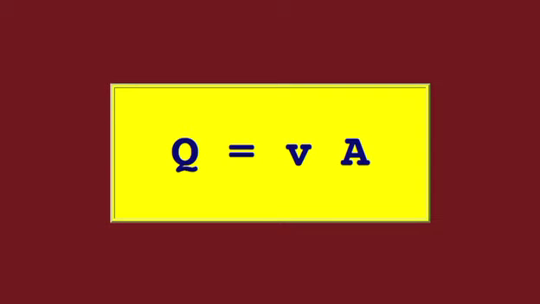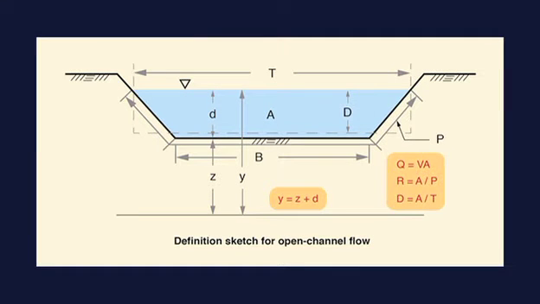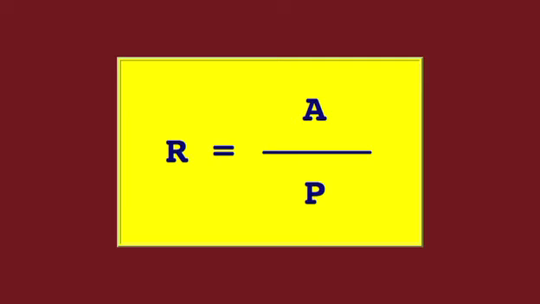The bottom width B is the width of the bottom of a rectangular or trapezoidal cross-section. The top width T is the width of the channel cross-section at the free surface. The wetted perimeter P is the length along the perimeter of the channel cross-section which is wetted by the flow. The hydraulic radius is the ratio of flow area to wetted perimeter. The hydraulic depth is the ratio of flow area to top width.